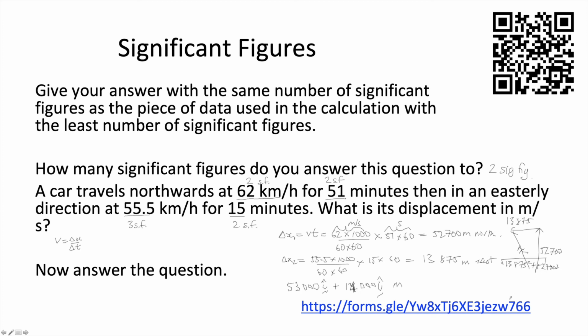And then solving this on the calculator, we get 54,000 meters. Now I've just given that to two significant figures. I haven't included the extra figures here. And then we need to work out this angle theta. And so to work out that angle theta, we can just use tan theta is equal to 13,875 divided by 52,700. So solving that, we get theta is 15 degrees. So we can say north 15 degrees east is the final answer to two significant figures.